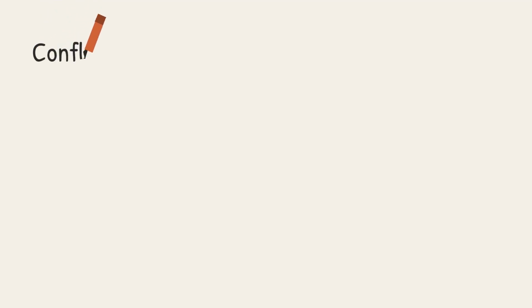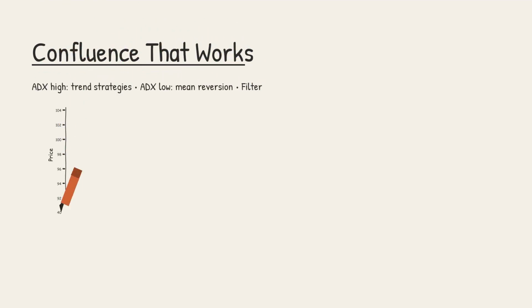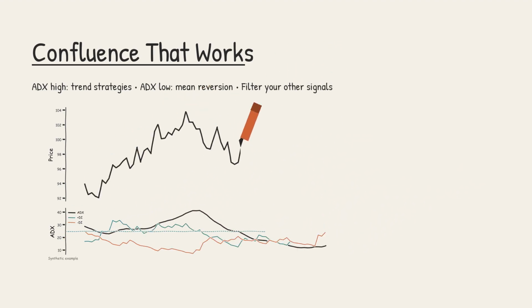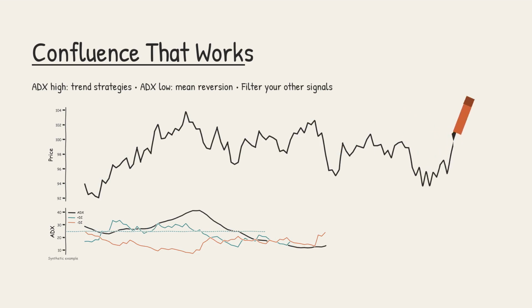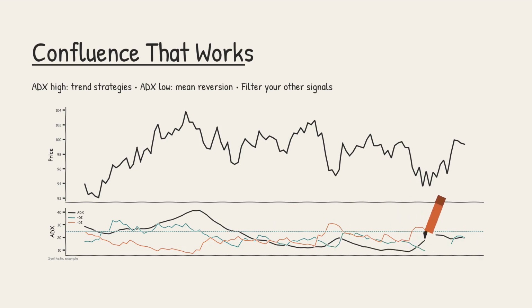Pair ADX with a breakout system or a moving average pullback. Use ADX above 25 as a green light to take Donchian breakouts or trade in the direction of the 50-period EMA. Conversely, when ADX is below 20, switch to mean reversion tools like RSI extremes or Bollinger Band fades. Let ADX choose your playbook.